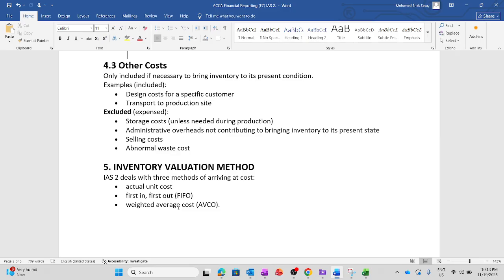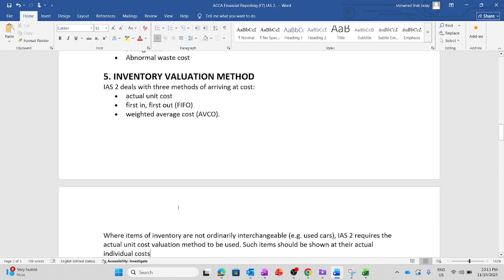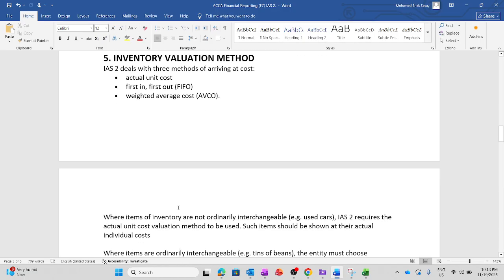So we are going to look at the method in which we are going to value our inventory. We have three major categories that we are going to use: the unit cost, the first in, first out, FIFO, and we are going to use the weighted average method to value our inventory. And we also need to be aware of the valuation method.